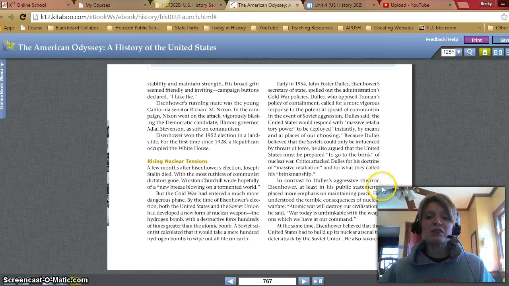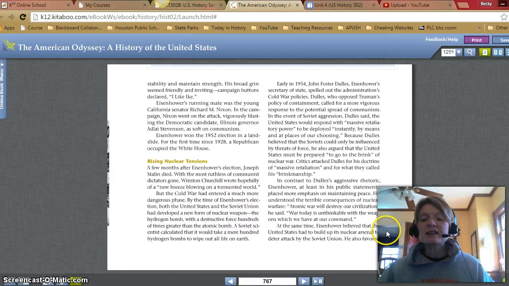In contrast to Dulles' aggressive rhetoric, Eisenhower, at least in his public statements, placed more emphasis on maintaining peace. He understood the terrible consequences of nuclear warfare. "Atomic war will destroy our civilization," he said. "War today is unthinkable with the weapons which we have at our command."